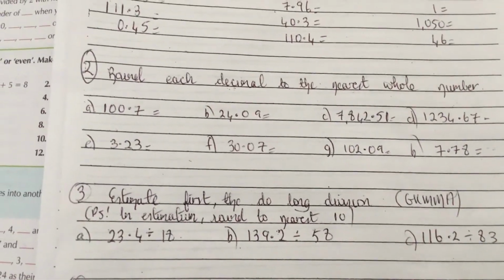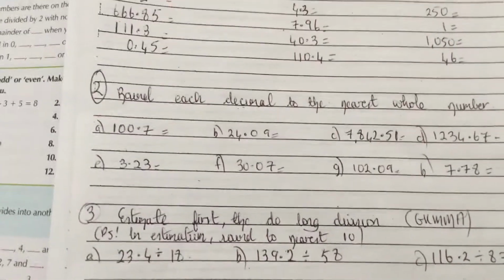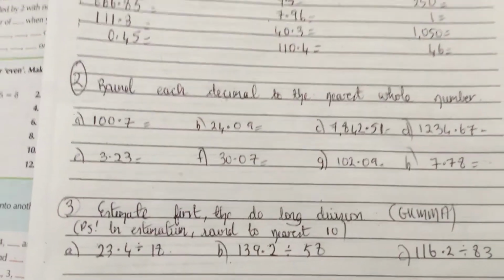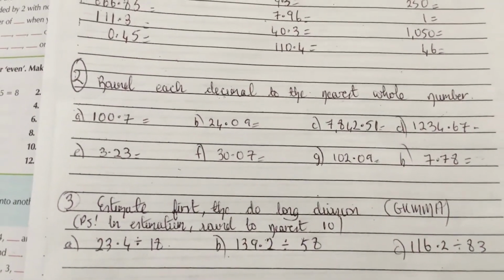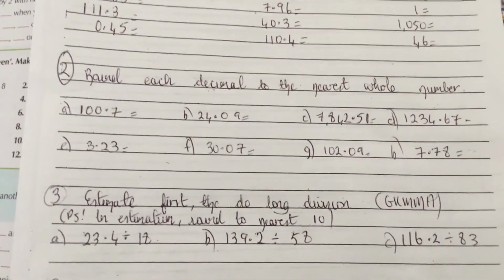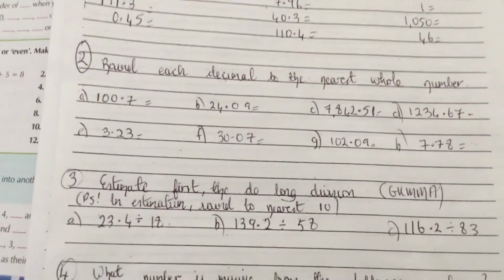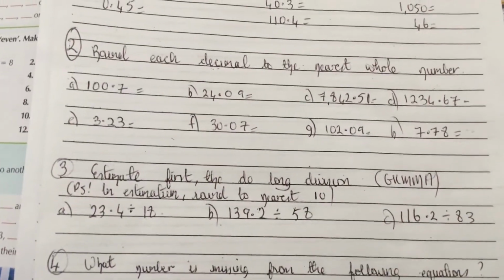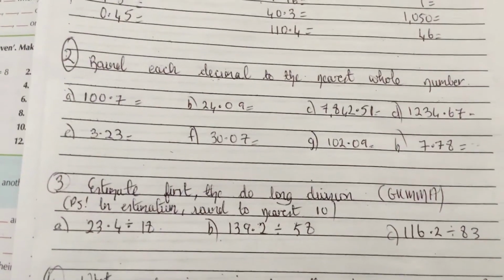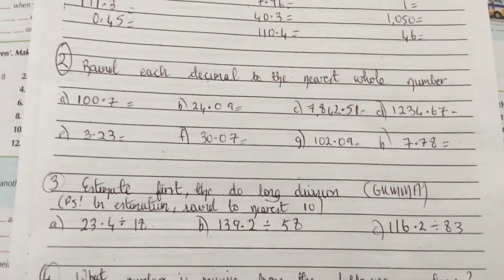So PS, in estimation, you are rounding to the nearest 10. Okay, in the estimation, you round to the nearest 10. So you have to round 23.4 to the nearest 10 and 18 to the nearest 10. Not just one of the numbers. You round the 2 parts of A, the 2 parts of B. 139.2, round to the nearest 10, round 58 to the nearest 10. And the same for C.